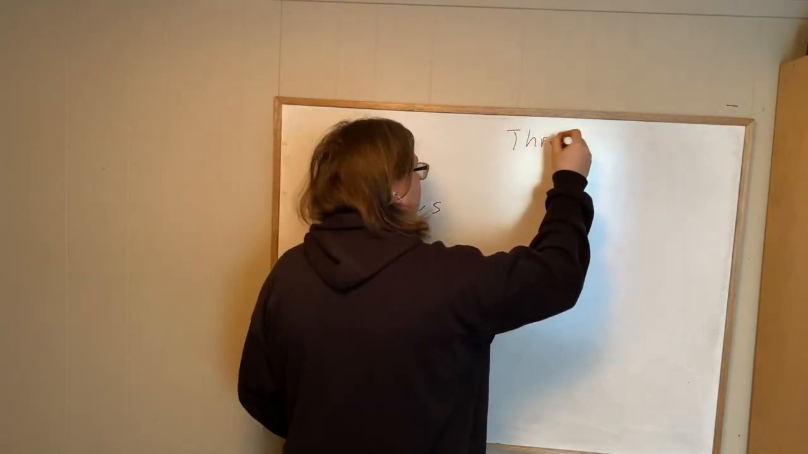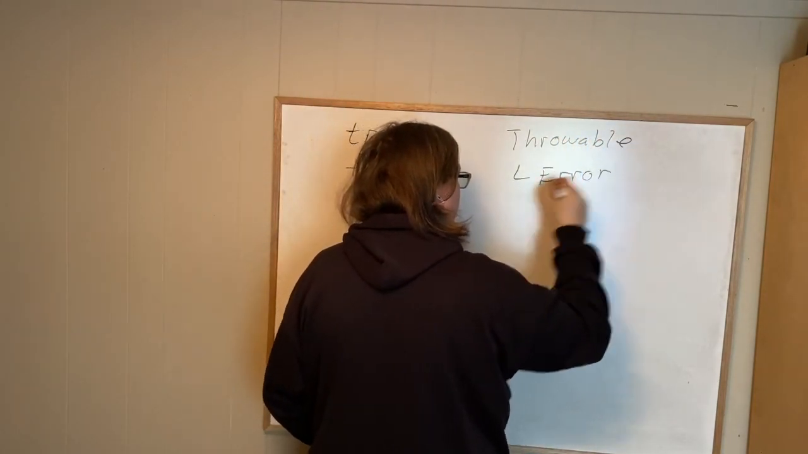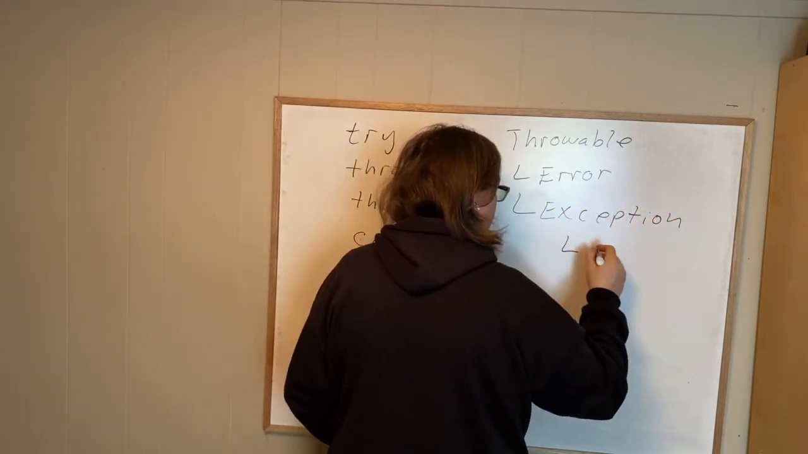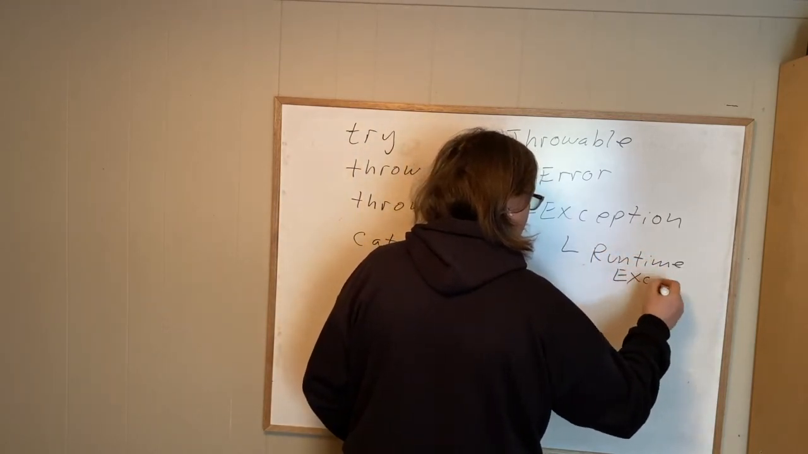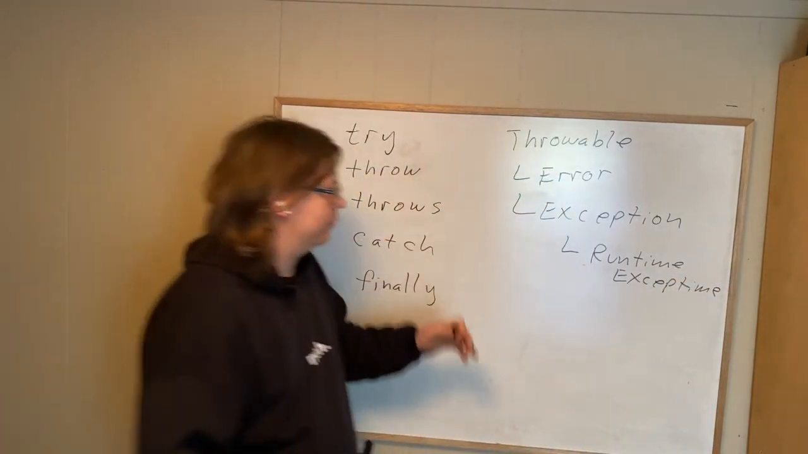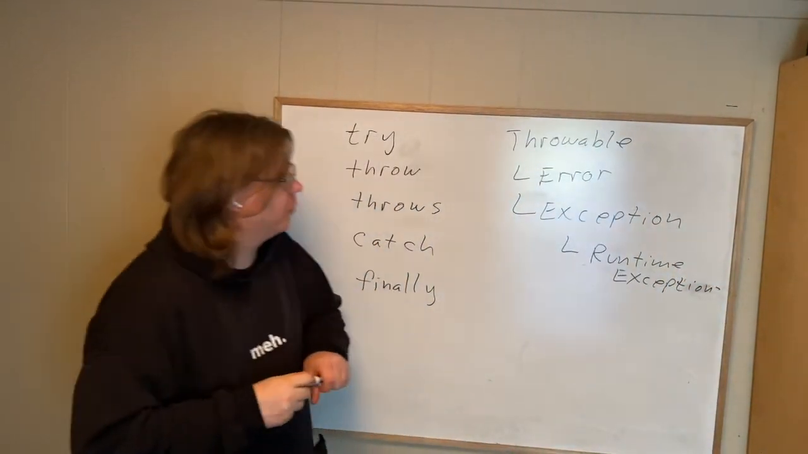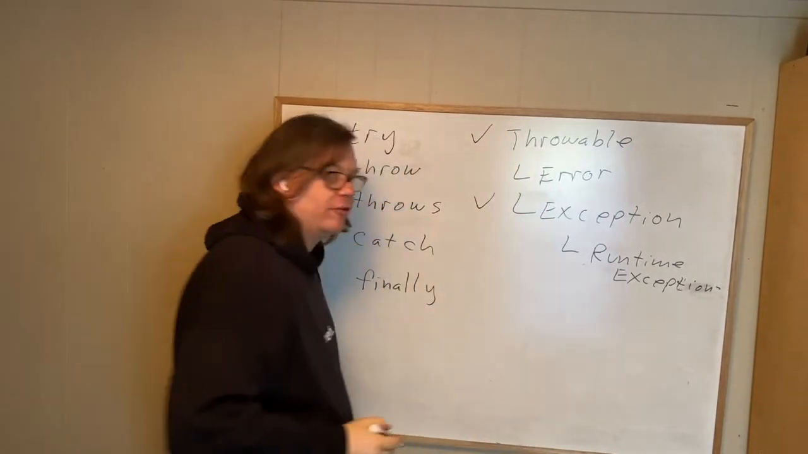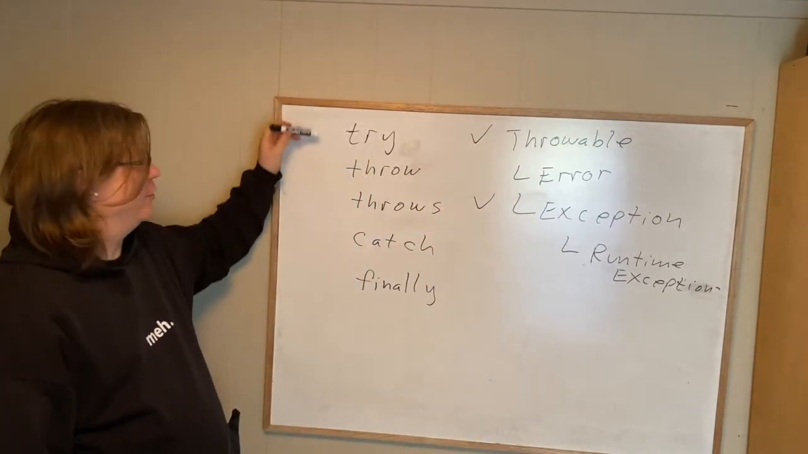You need to know the hierarchy. Throwable, Error, Exception, RuntimeException. So you need to know this hierarchy. You need to know that Throwable and Exception are the checked exceptions, and Error and RuntimeException are the unchecked exceptions. You need to know that you try something.